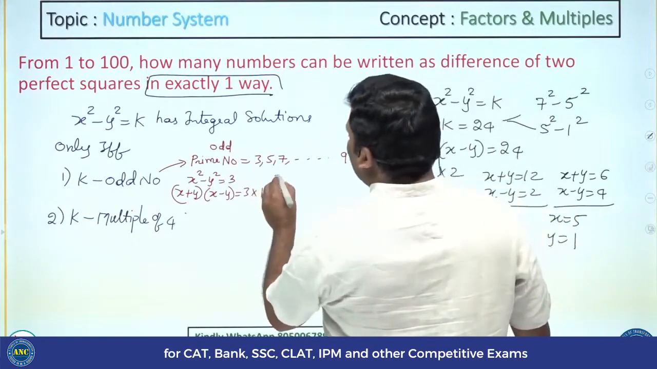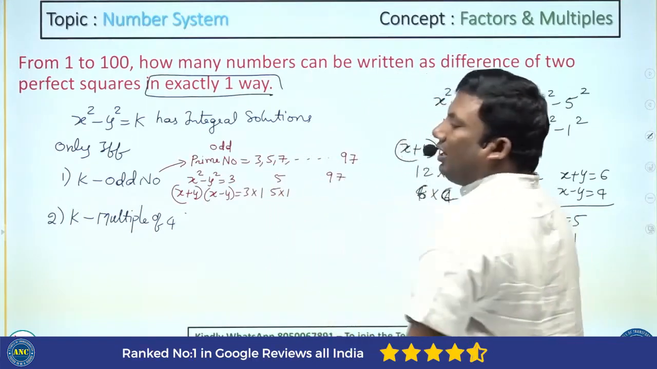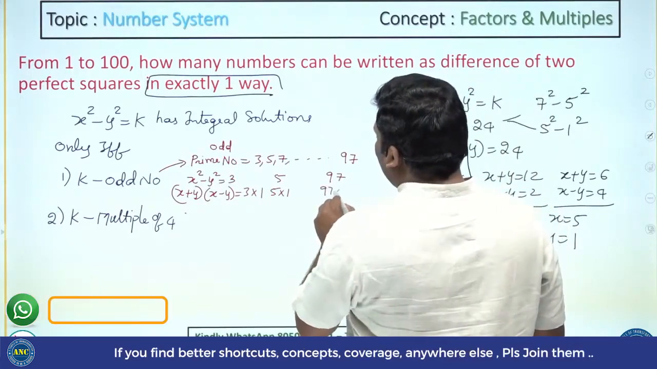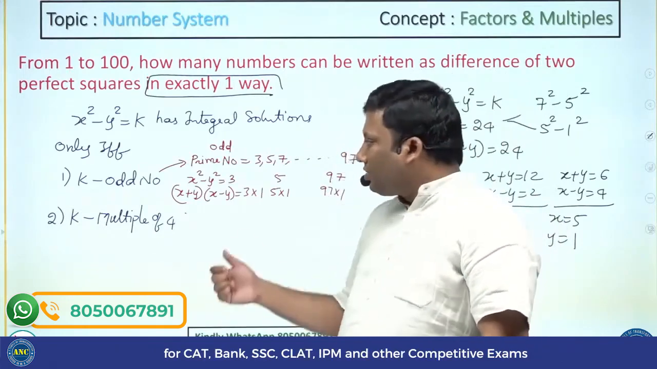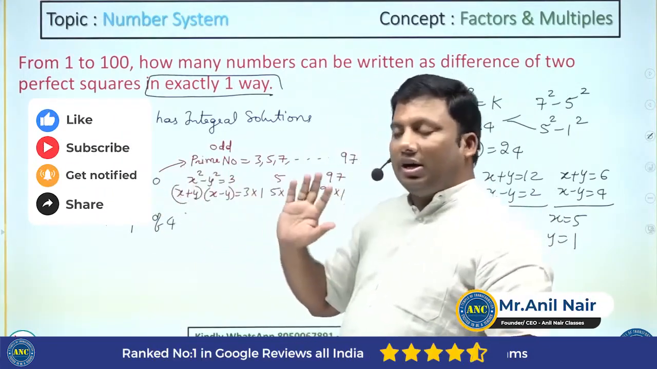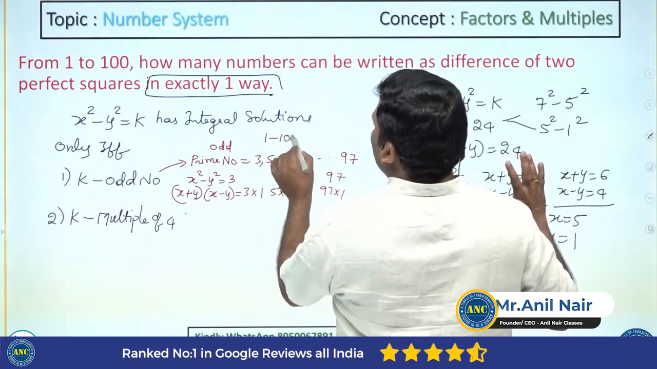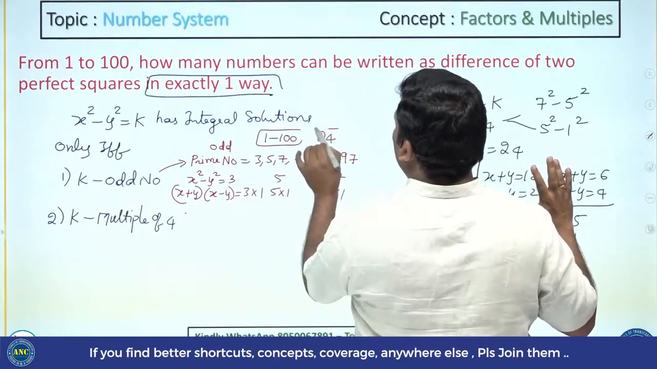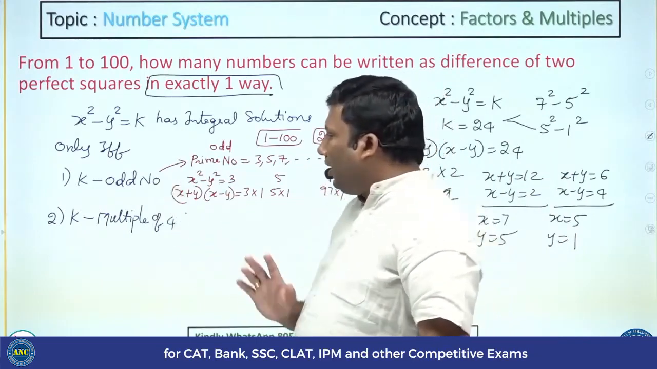If it is 5, again only one way. If it is 97, again it is only one way. Are you all with me? I hope it is clear. So k can be an odd prime number. From 1 to 100, there are 25 prime numbers. Here I got 24 odd prime numbers, since 2 is even. K should be an odd number.